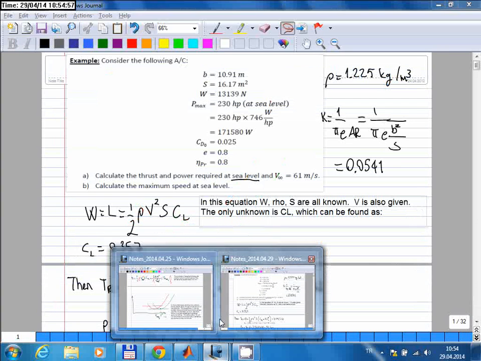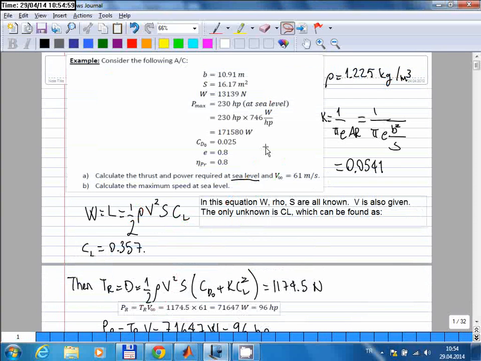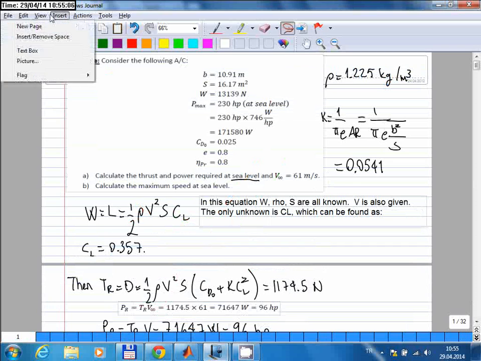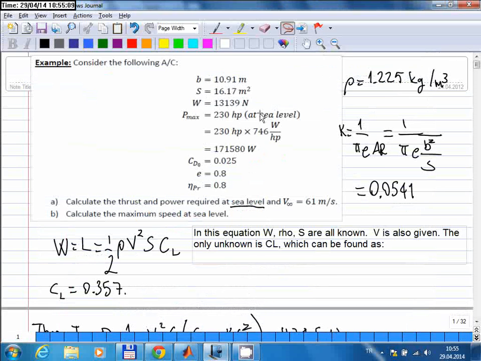Okay, so let's start today's lecture with an example. So I'll be using this example. We have an aircraft. This is a propeller aircraft. We can tell this from this information. The maximum engine power is given. Remember, for propeller aircraft, you talk about engine power because it's a constant number with respect to speed. If this was a jet aircraft, then engine thrust would be provided.